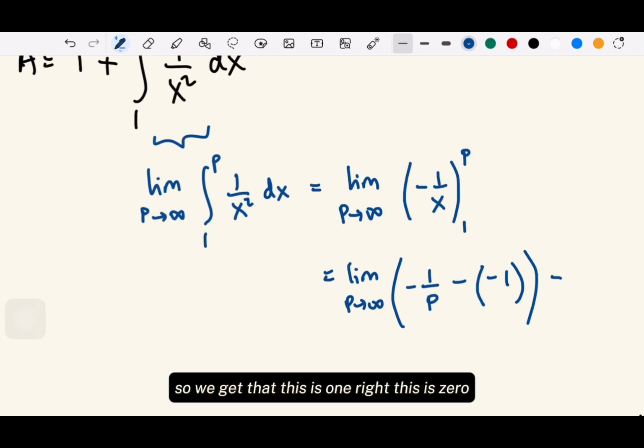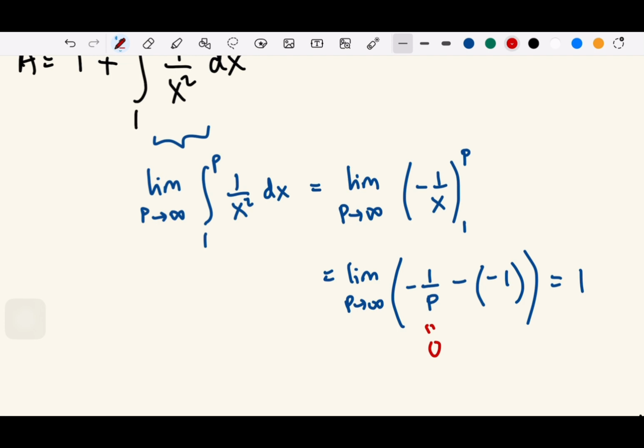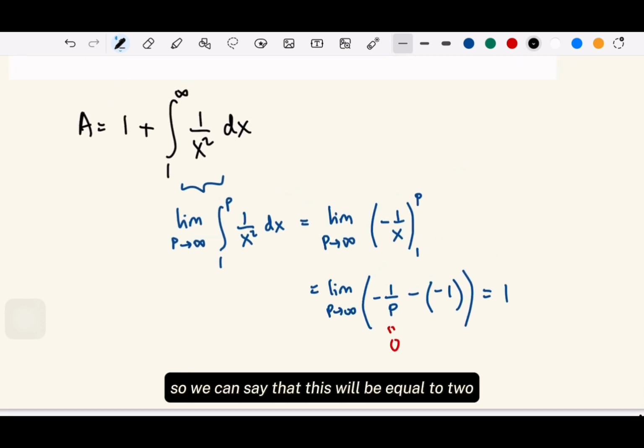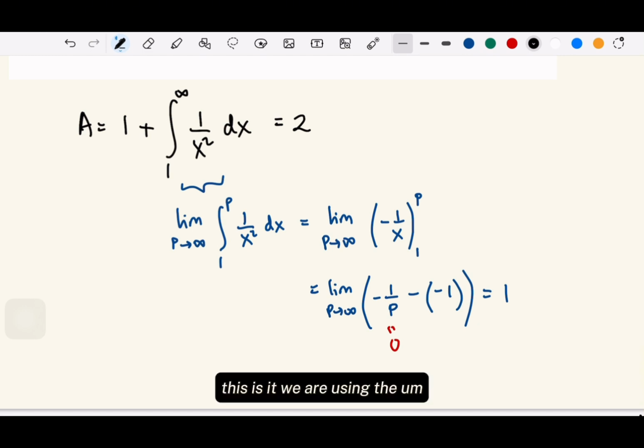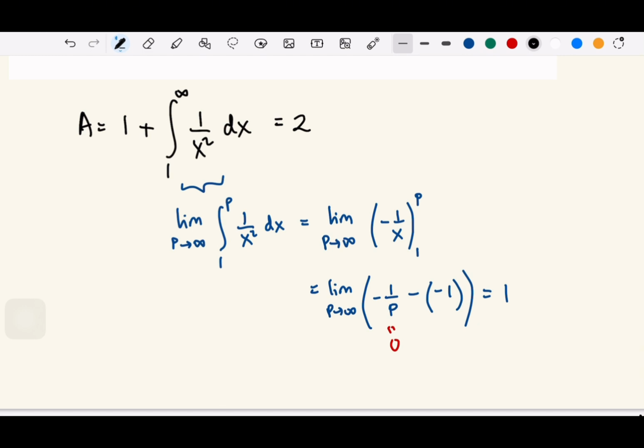So we get that this was 1, right? This is 0. Okay. So we can say that this will be equal to 2. This is if we are using the integral for this area.